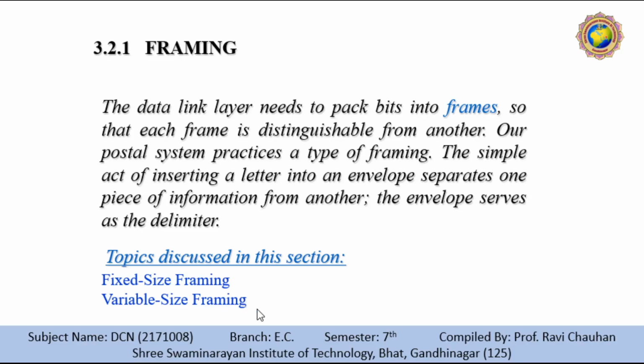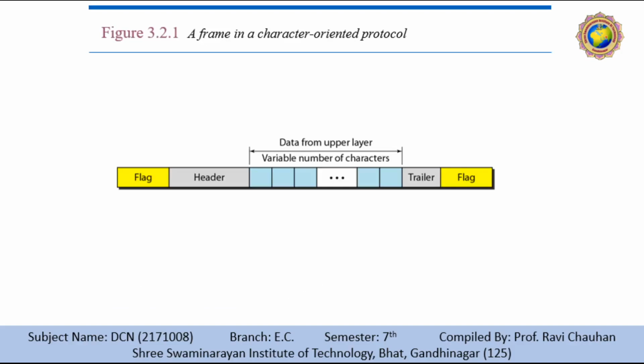Variable-size framing. Our main discussion in this chapter concerns variable-size framing, prevalent in local area networks. In variable-size framing, we need a way to define the end of one frame and the beginning of the next. Historically, two approaches were used for this purpose: a character-oriented approach and a bit-oriented approach. So our variable-size framing will be divided into two subtopics: character-oriented and bit-oriented. So let's start with character-oriented protocols. You can see the figure of the character-oriented protocol over here.